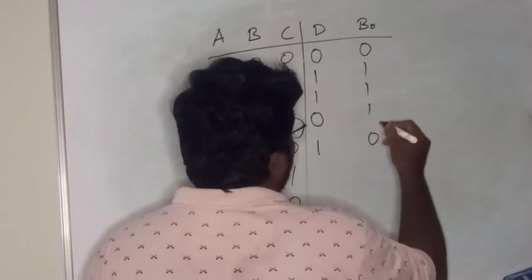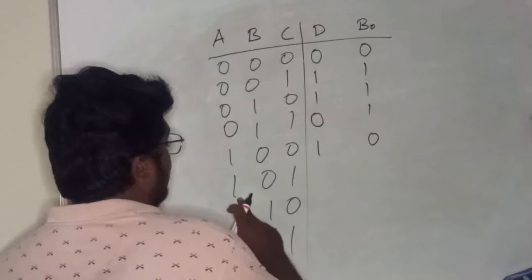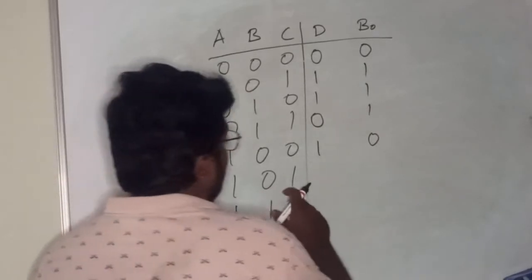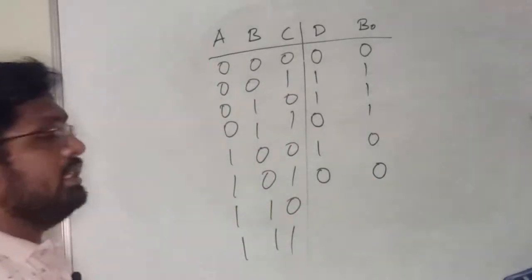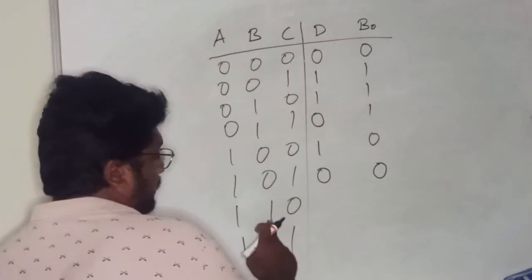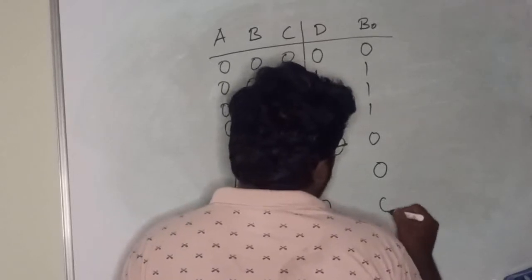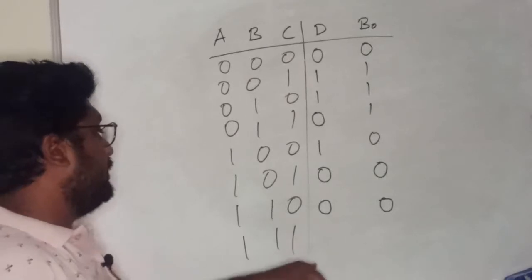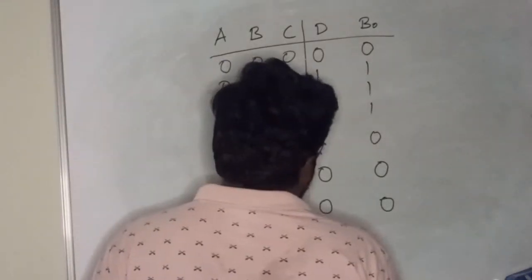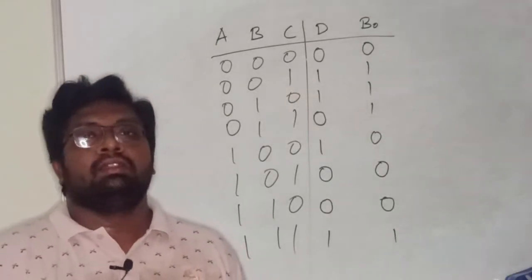When we are subtracting 1 from 0 and 0, the difference will be 1 and the borrow will be 0. And in the next case, the difference will be 0 and the borrow will also be 0. And when we are subtracting 1 from 1 and 0, the difference will be 0 and the borrow will also be 0. When we are subtracting 1 from 1 and also 1, the difference will be 1 and also the borrow will be 1. So this is the truth table representation for the full subtractor.